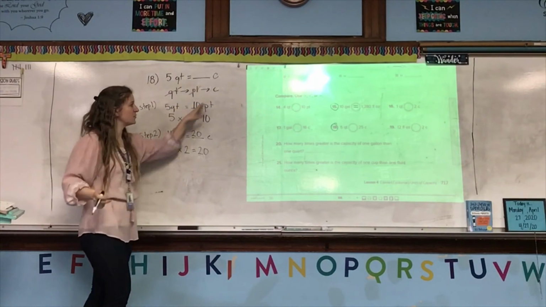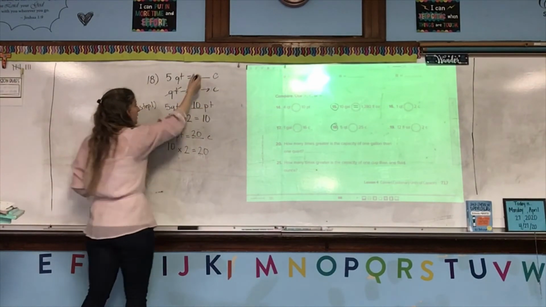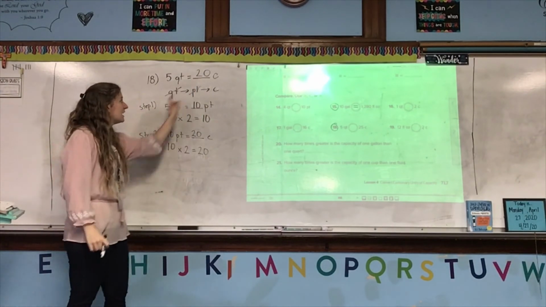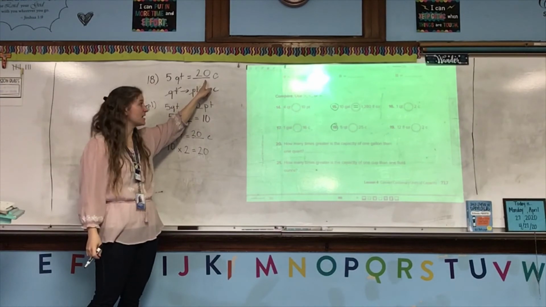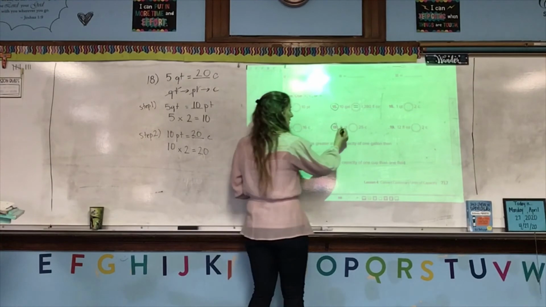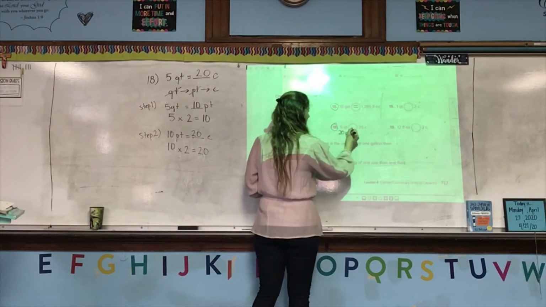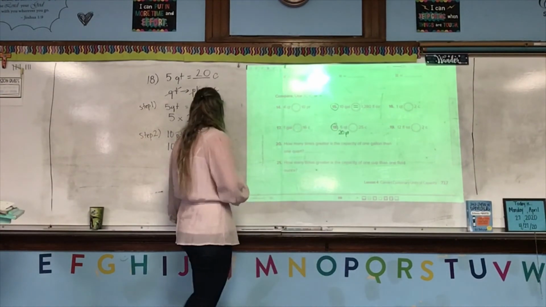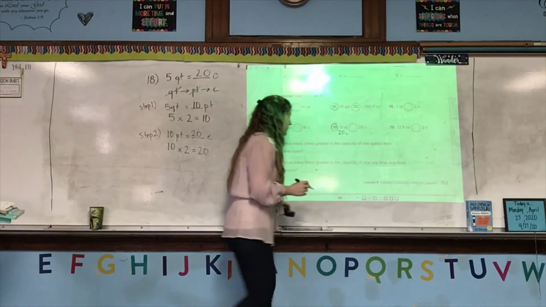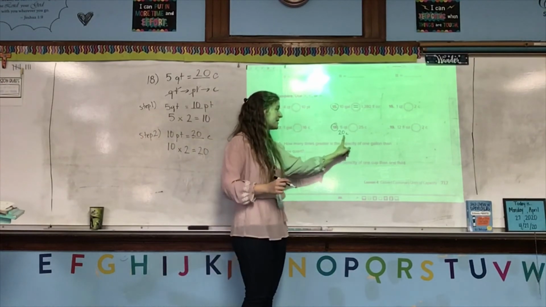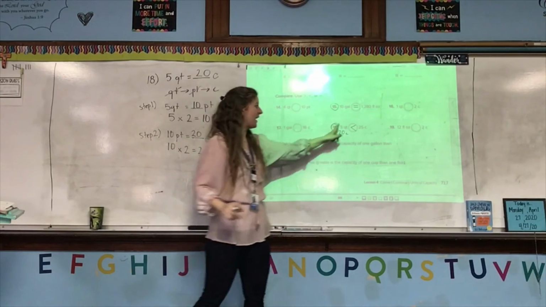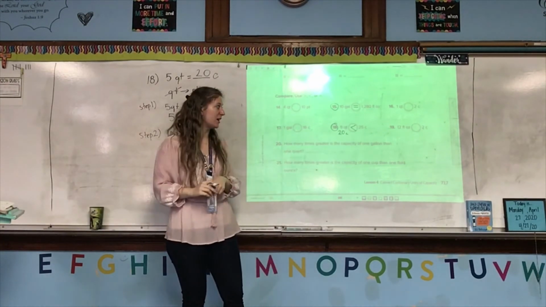We're done with pints. We don't have anywhere else to go, so we know 5 quarts is equal to 20 cups. Now we're going to compare this number to this number. Sorry, 5 quarts is the same as 20 cups. 20 cups is less than 25 cups, so that means 5 quarts is less than 25 cups.